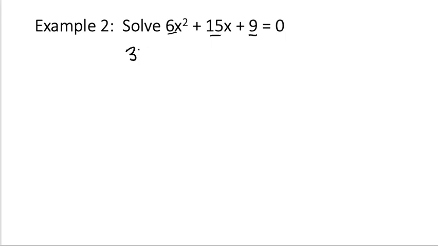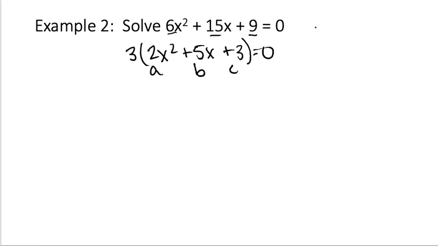So we factor that out, which leaves me with 2x squared plus 5x plus 3 is equal to 0. Now I can label a, b, and c. A times c is going to be 2 times 3, which is 6. My factors of 6 are 1 and 6 and 2 and 3. So now let's see, it's got to multiply to get 6, but add to get a positive 5.